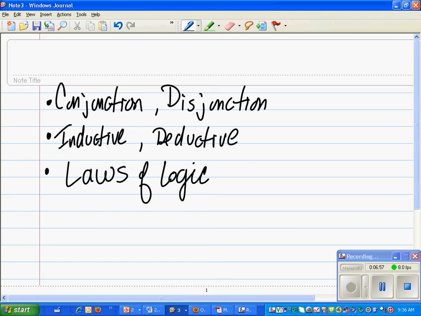Okay, ready? As we get over these, I'm going to cross them out. This is all still talking about reasoning. All of this is under the umbrella of reasoning skills.